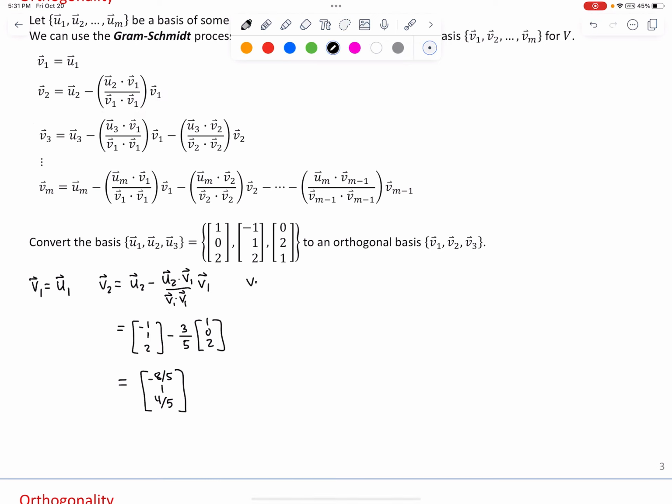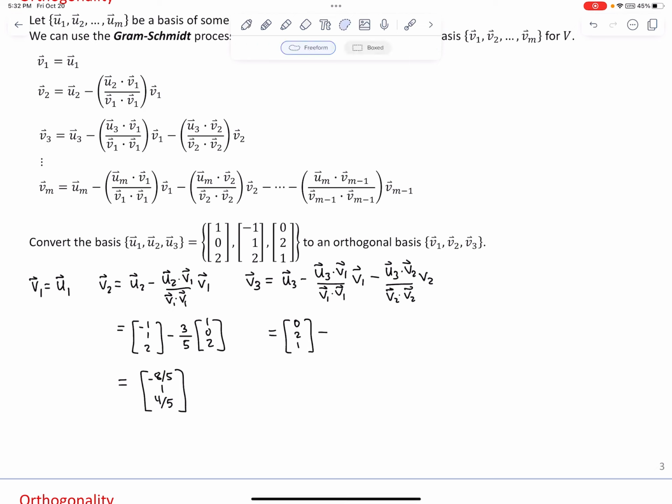Let's do v3. Vector v3 is equal to vector u3 minus u3 dot v1 over v1 dot itself times vector v1, and then minus u3 dot vector 2 divided by vector 2 dot with itself, and then all times vector 2. So u3 is the vector 0, 2, 1. Now I'm doing u3 dot v1. So I'm dotting these two vectors here, and that gives me 0 plus 0 plus 2. And then v1 dot with itself is 1 plus 4, or 5. And then multiply that by vector v1, and v1 is just the same thing as u1.